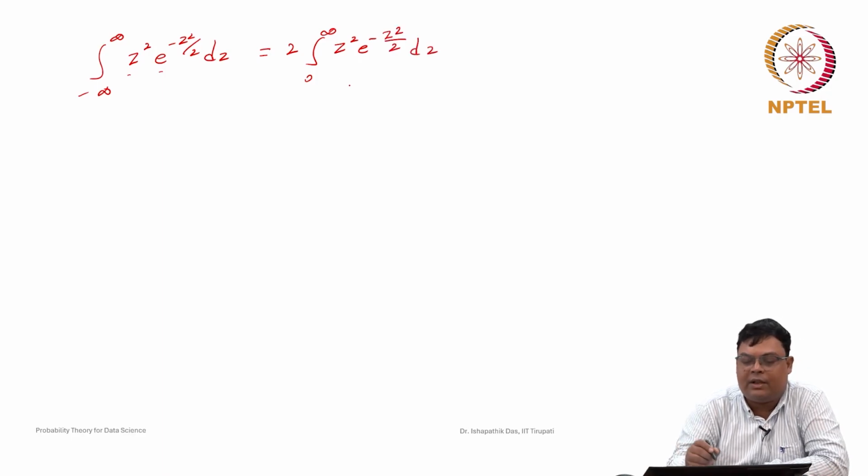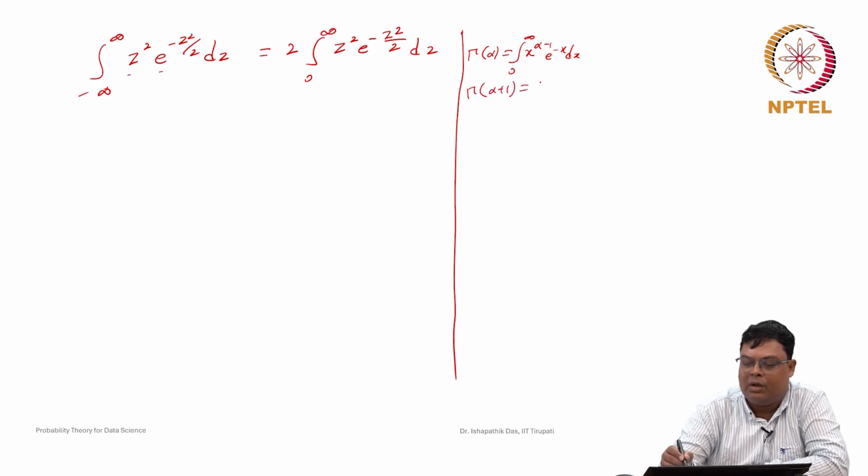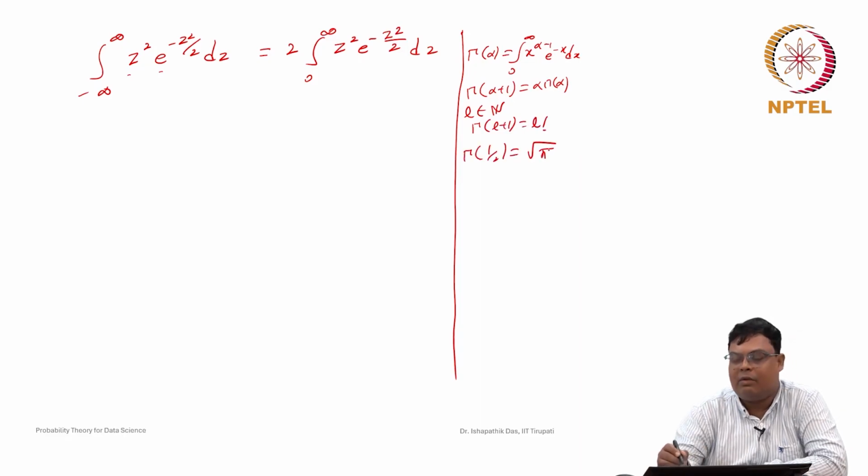Now, how will we do this integration? Again we will use the help of the gamma function. Gamma alpha is nothing but the integral from 0 to infinity of x to the power alpha minus 1 e to the power of minus x dx. Here you can see that e to the power of minus z square by 2 is there. Also, we know these formulas: gamma alpha plus 1 is equal to alpha gamma alpha, and for L a natural number, gamma L plus 1 is equal to L factorial, and also gamma half is equal to root pi. Those results we will use.